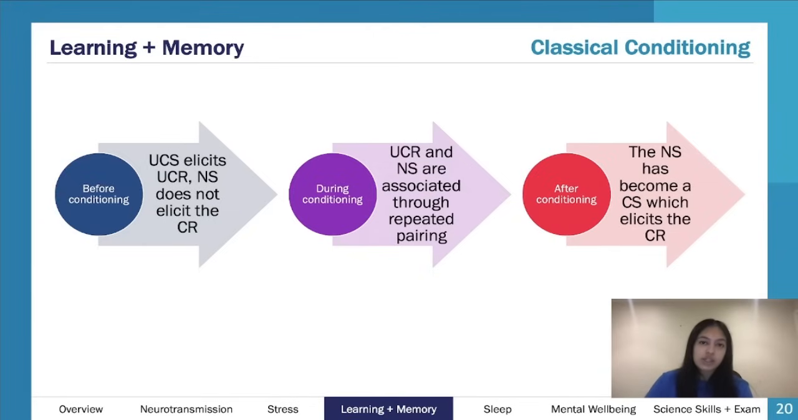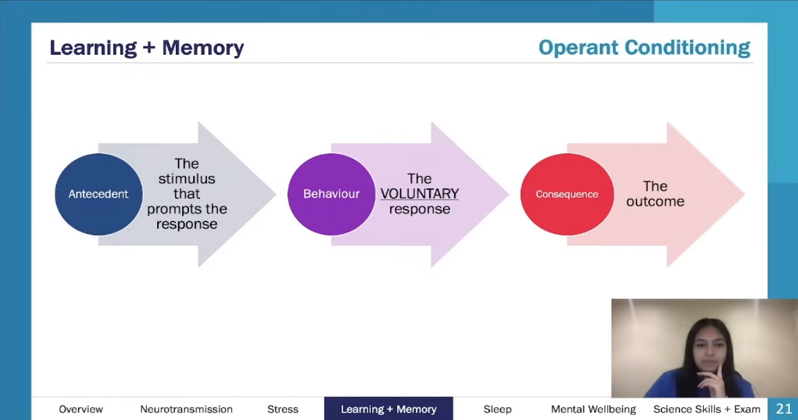If you just write salivation, it's incorrect because your examiner doesn't know what it's salivating to or because of. So it's very important to finish your responses and to be very specific. Okay. Hopefully that makes sense, but understand it's your three phases, and just know your UCS and your UCR, where that fits in, and your UCS and your NS being paired, that sort of thing.